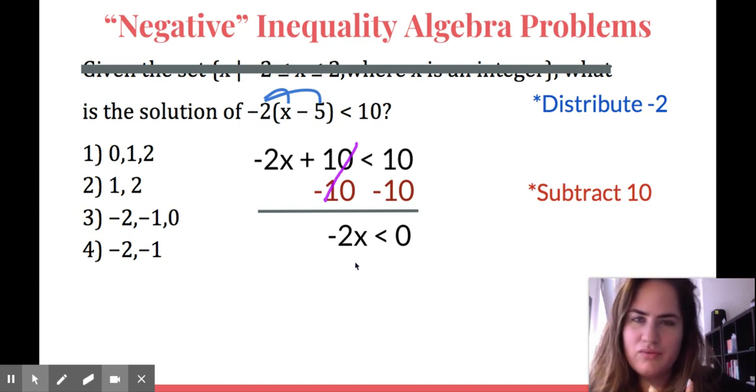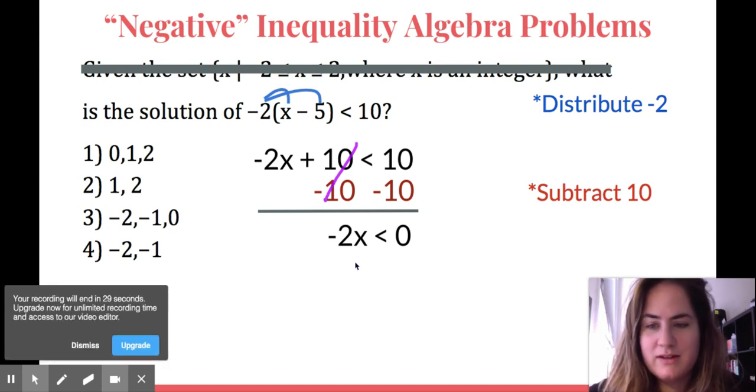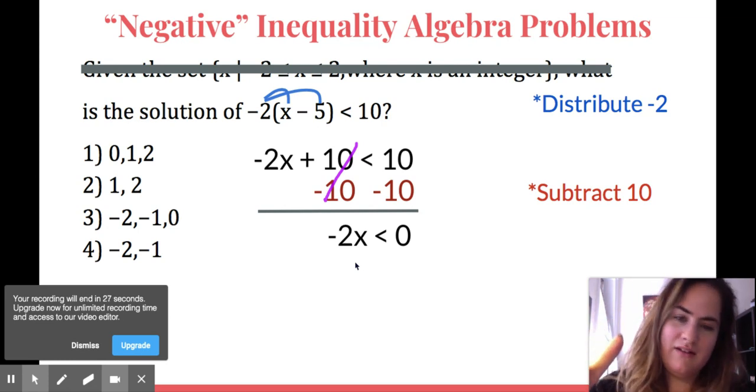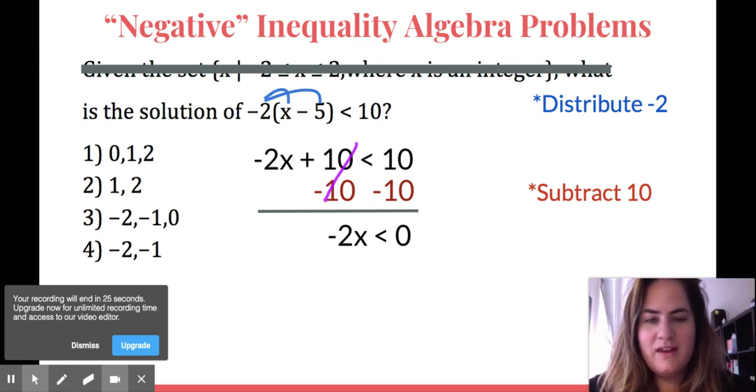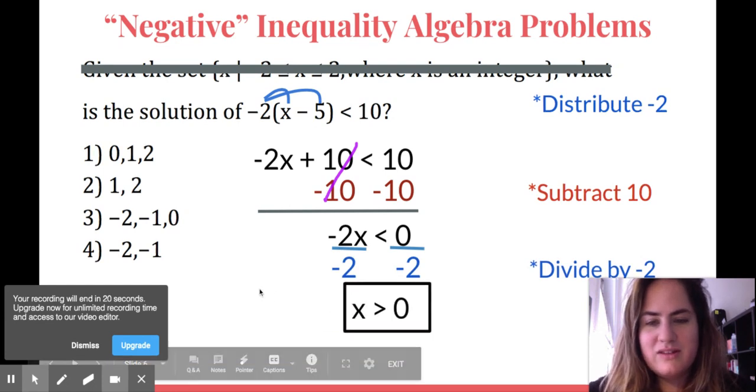But there's a rule with inequalities. If you multiply or divide by a negative number, you have to flip your inequality symbol. So the opposite of less than is greater than. So when I divide by negative 2 on both sides, I end up with x is greater than 0.